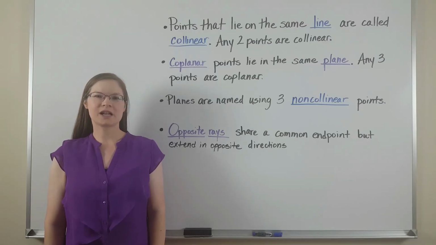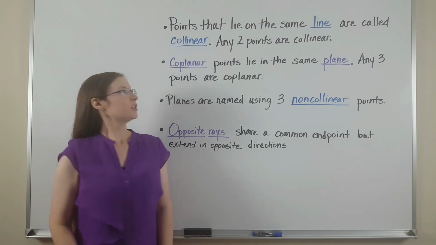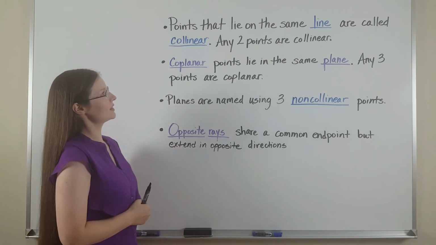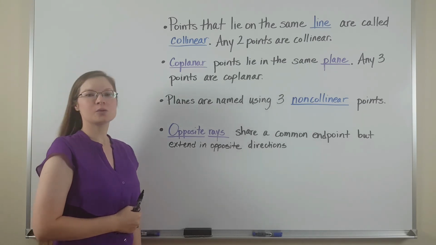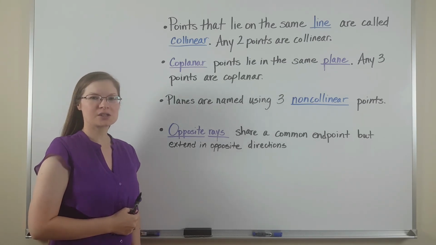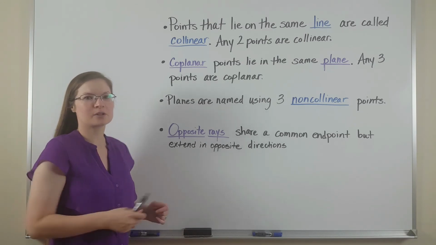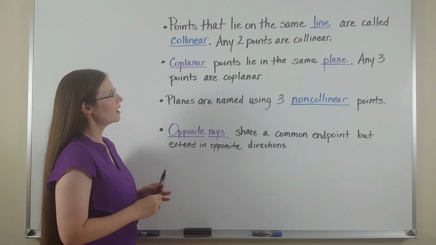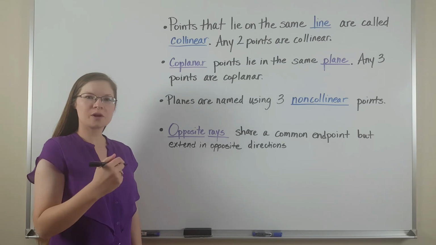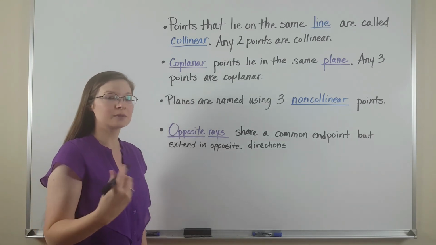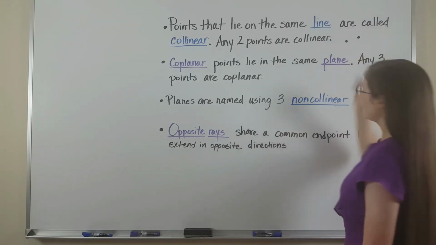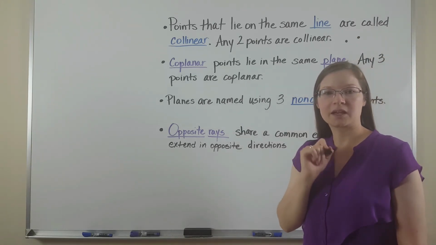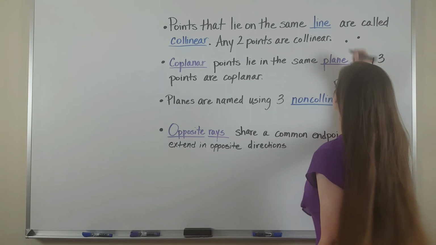Here are some notes that I'd like for us to discuss. The first says, points that lie on the same line are called collinear. Any 2 points are collinear. Collinear is an important vocabulary term for us to talk about. The reason why any 2 points are collinear on the same line is because I can always draw a line that goes through 2 points.